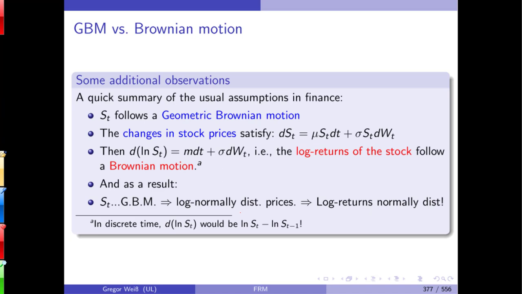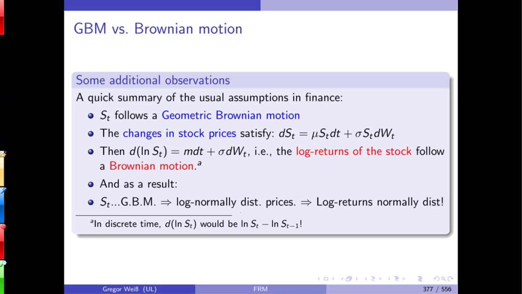S_T follows a geometric Brownian motion. Changes in stock prices thus satisfy dS_T equals mu S_T dt plus sigma S_T dW_t. The log returns follow a Brownian motion. And if we were in discrete time, and we were to take the difference in discrete time, this would simply be the difference ln S_T minus ln S_{T-1}. So this would give you immediately the log return between two points in time.